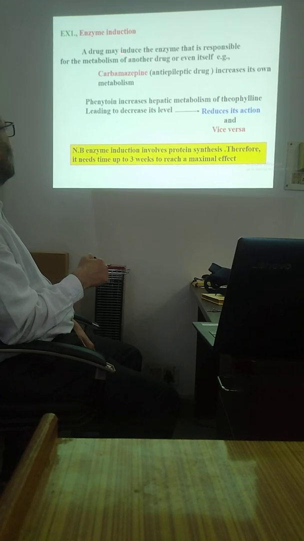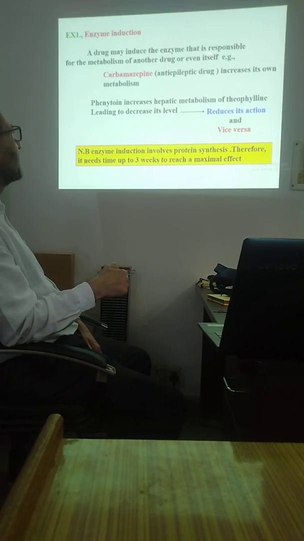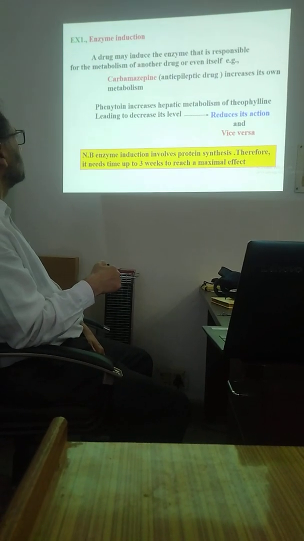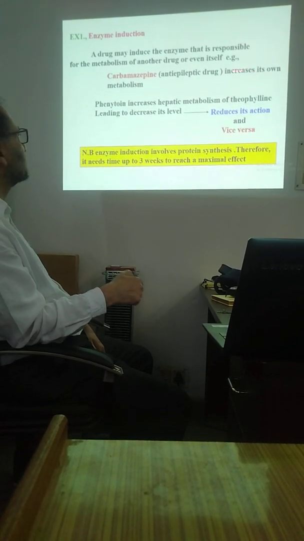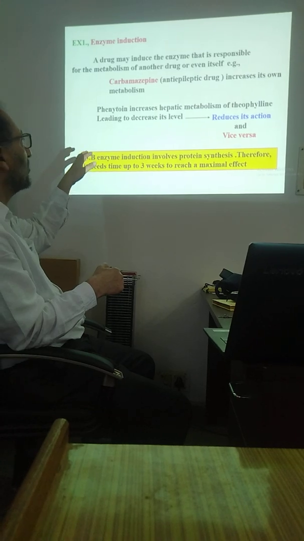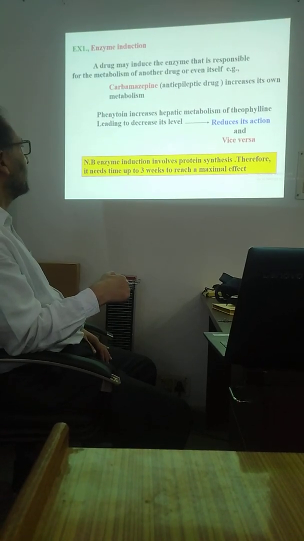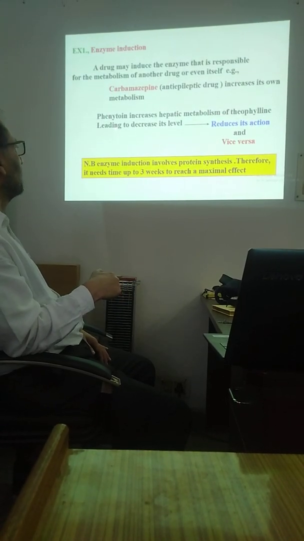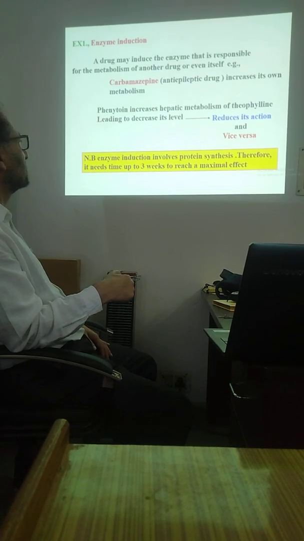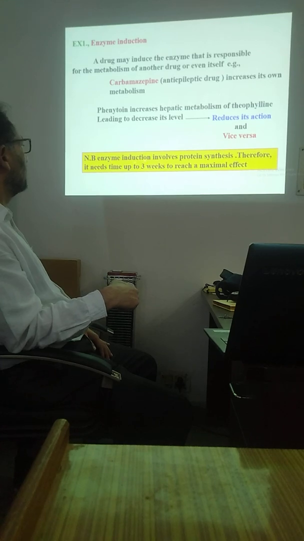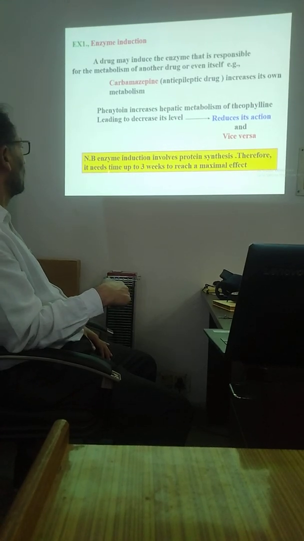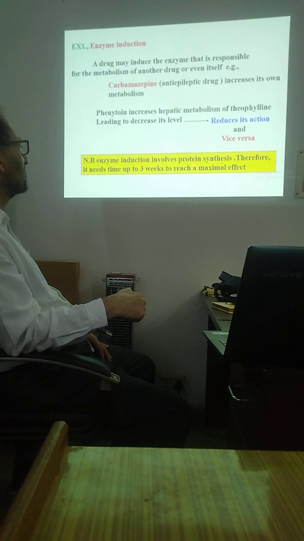Now we have enzyme induction. A drug may induce the enzyme that is responsible for the metabolism of another drug or even itself. For example, carbamazepine, an antiepileptic drug, increases its own metabolism. This is called auto-induction. Phenytoin increases the hepatic metabolism of theophylline, leading to a decrease in its level, so reduction in its action, and vice versa. Enzyme induction involves protein synthesis, therefore it needs up to 3 weeks to reach the maximum level.